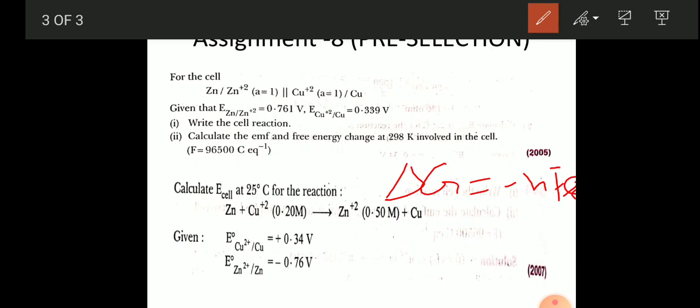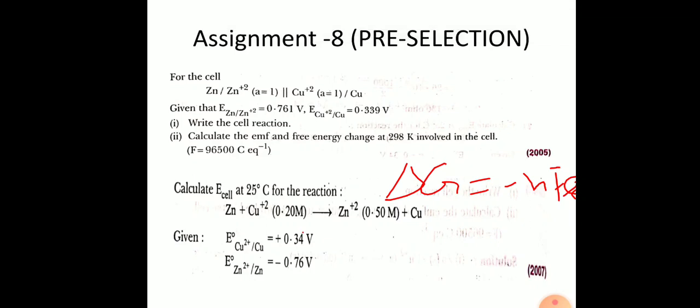The second question came in ISC 2007. Calculate E cell at 25 degrees Celsius for the reaction Zn plus Zn2 plus, with concentration 0.20 for that solution, and Zn2 plus to copper. The cell reaction is given, and you need to write down the E cell. The reduction potentials of copper and zinc are also given. So you solve this problem and send it to my mail.